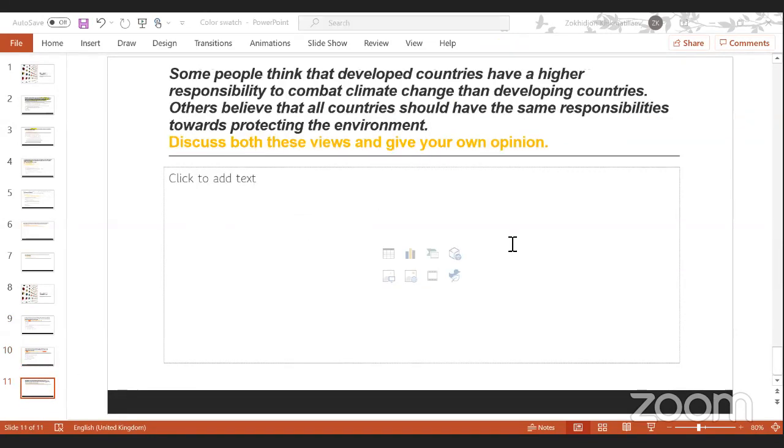Next one, the last one. Some people think that developed countries have a higher responsibility to combat climate change than developing countries. Others believe that all countries should have the same responsibilities towards protecting the environment. Discuss both views and give your opinion. Type: discussion plus opinion.